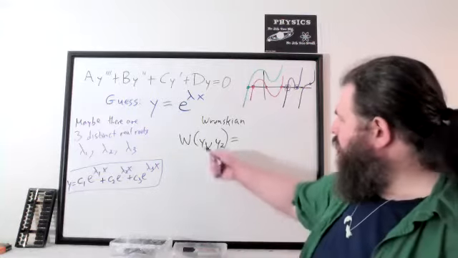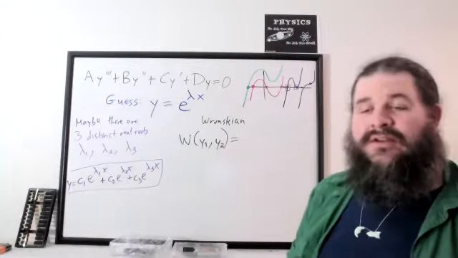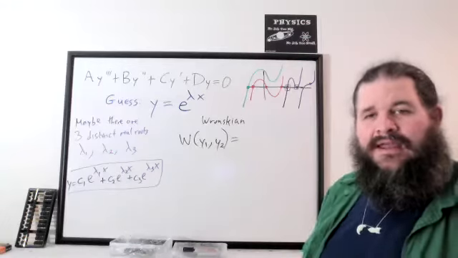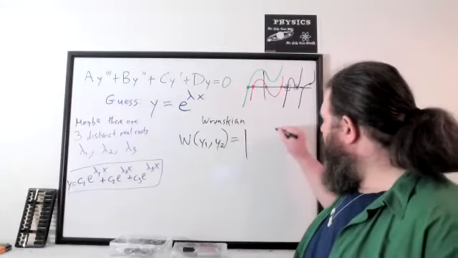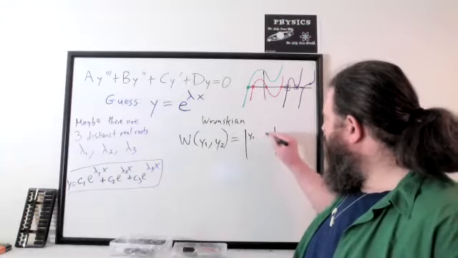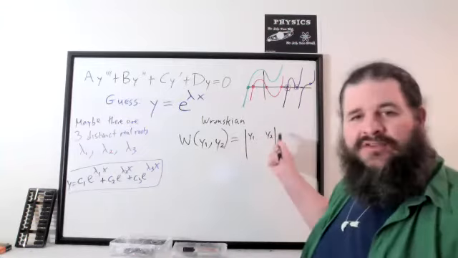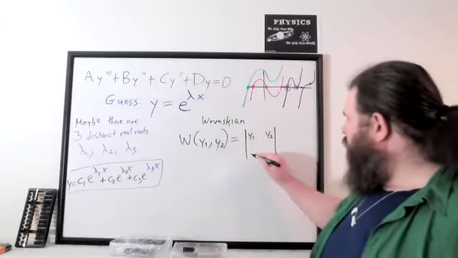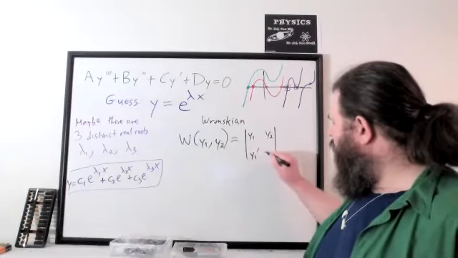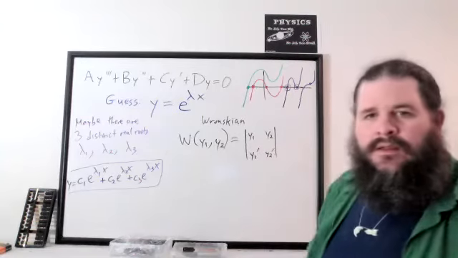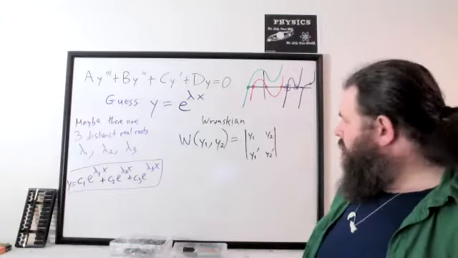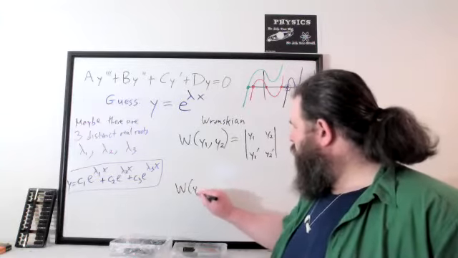Yeah, because the Wronskian for two functions is a 2x2 determinant, specifically y1 and y2, those two functions as the top row, and then the derivatives of y1 and y2 as the bottom row. Oh, yeah, okay. So then for this problem, it would be 3x3, right? Right.